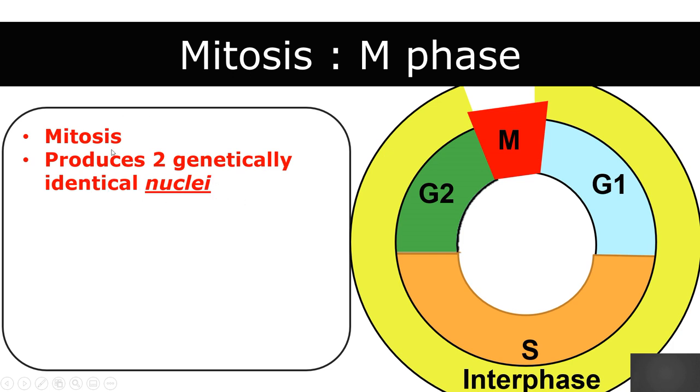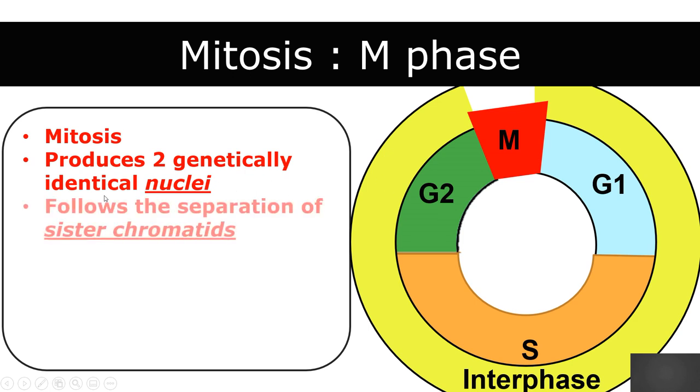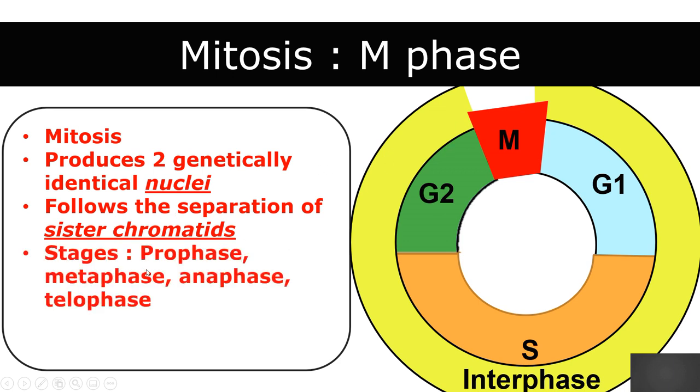So if I ask you what mitosis is, this is the answer that you're going to go for: two genetically identical nuclei. And mitosis, just like meiosis, is going to be following the separation of some chromosomes, but in this case, instead of following the separation of the homologous chromosomes, we are now looking at the separation of sister chromatids in mitosis. So it's going to have these 4 stages that should sound very familiar to you: prophase, metaphase, anaphase, and telophase. So these are the same ones that we saw in meiosis.